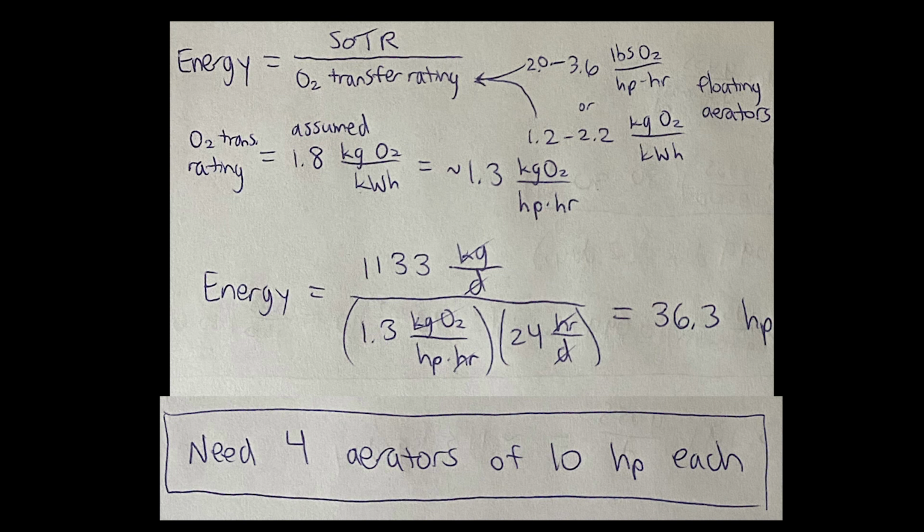Now, implementing the energy equation, we take the SOTR, 1,133 kilograms per day, divided by that transfer rating, 1.3 kilograms per horsepower hour. We need to convert the units between hours and days, and all the units cancel out, leaving us just with horsepower, and that gives us a total horsepower requirement of 36.3. Since each of our aerators has a 10 horsepower rating, that means we need at least 4 of them in order to meet the oxygen demands of our system.